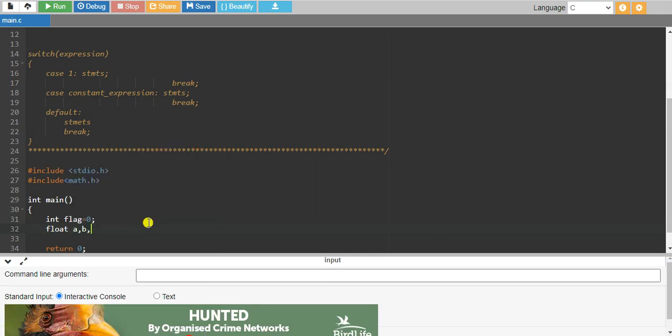Then float a, b, c, d, because in a quadratic equation we have a, b, c, that is b square minus 4ac. Those are the coefficients of the equation, and those values we need to give. For storing those coefficients I'm using the variables a, b, c, and d is for the discriminant. Then we have r1 for the real number, root 1 and root 2, real number and imaginary number. So for these we have these many variables.